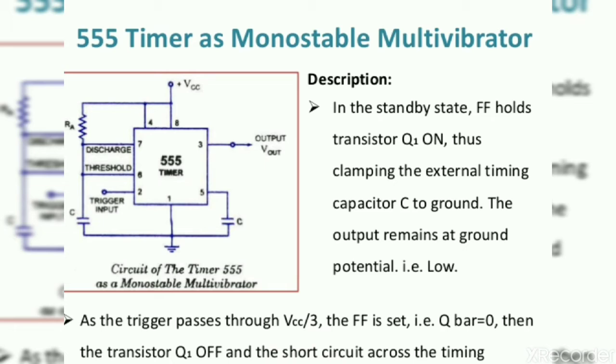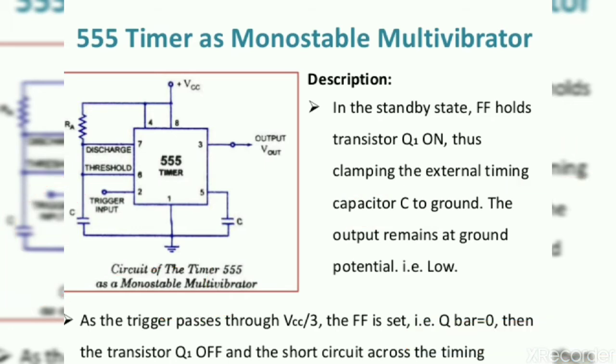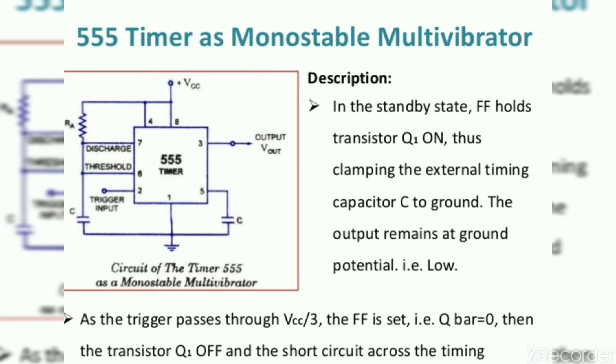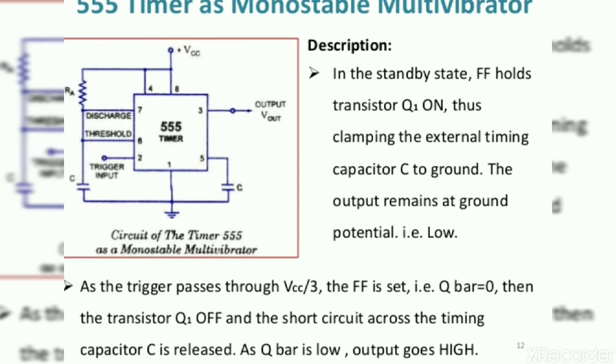Thus the transistor clamps the external timing capacitor to ground. Because the transistor is on, it connects the external capacitance to ground. The output remains at ground potential. So when the capacitor is grounded, there is no charging of the capacitance, and the output will be low at this particular point. Okay, that is the thing.